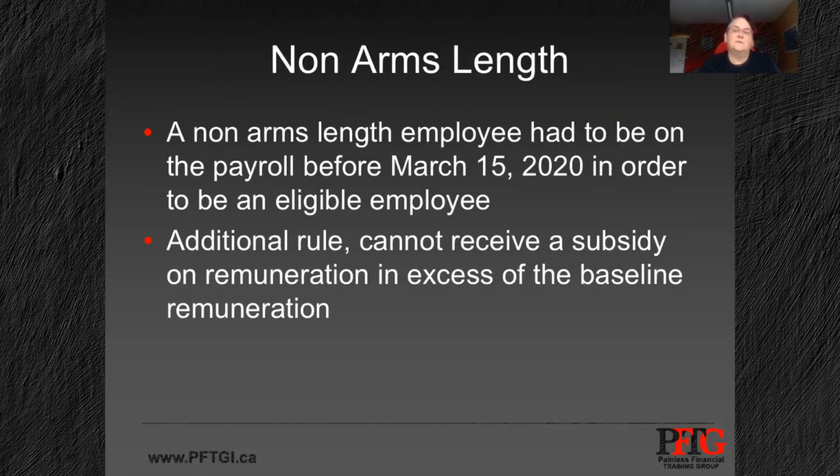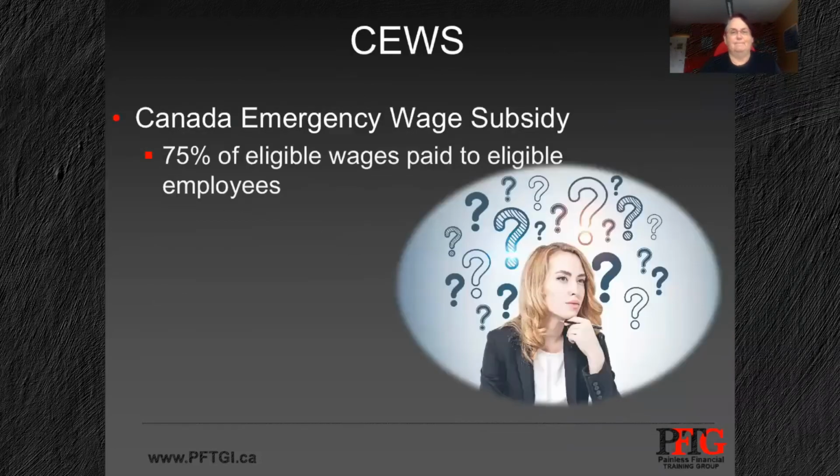For non-arm's length employees, there's an additional rule, which means that you had to be on the payroll before March 15th in order for you to be being paid now and getting the subsidy. And whatever you were being paid on March 15th, that's the amount that the subsidy is based on. So basically, you can't hire family members and start paying them a lot of money in order to get this subsidy.